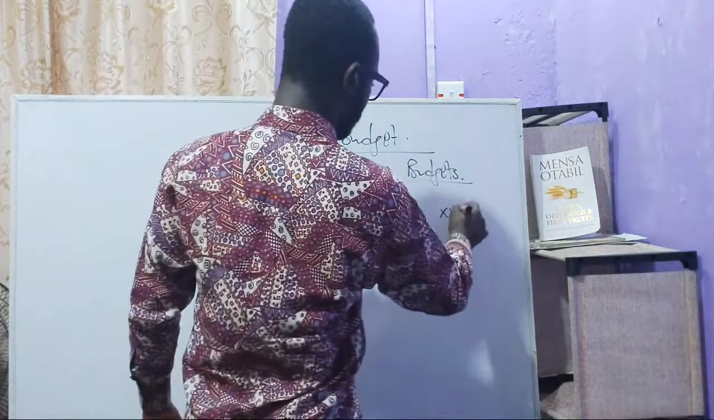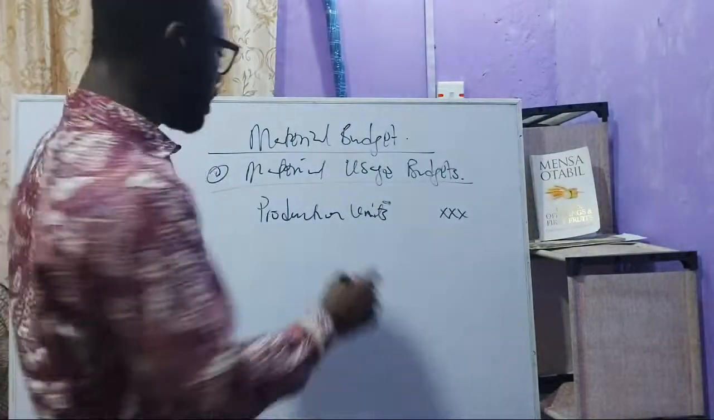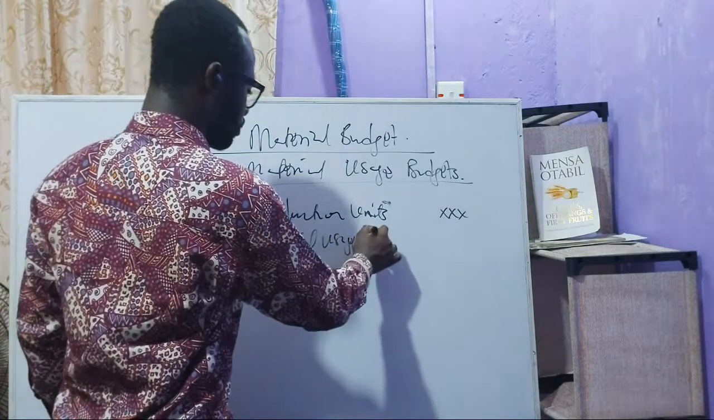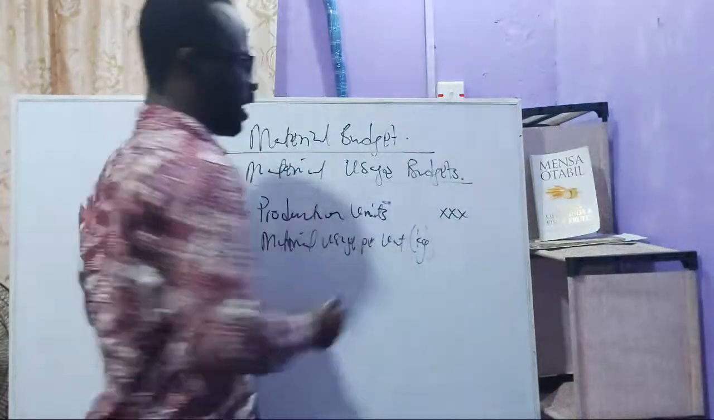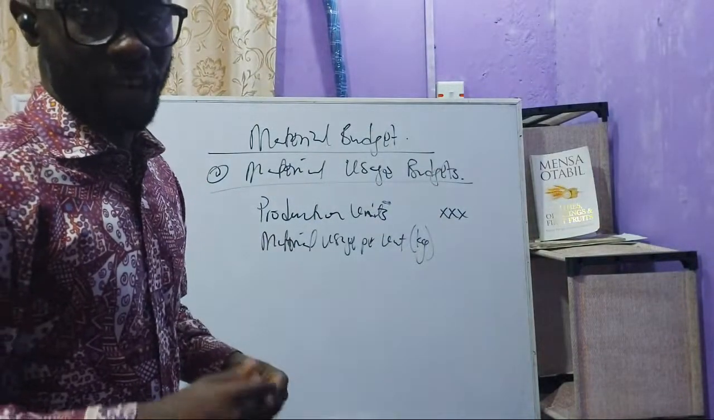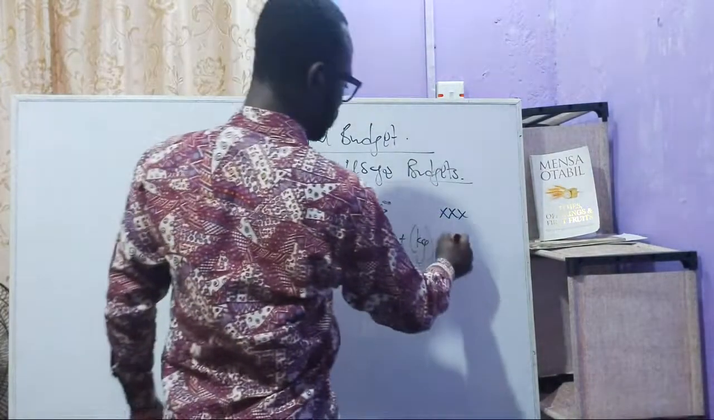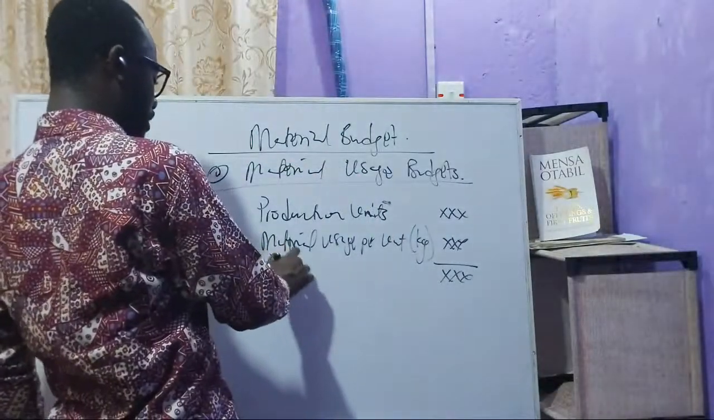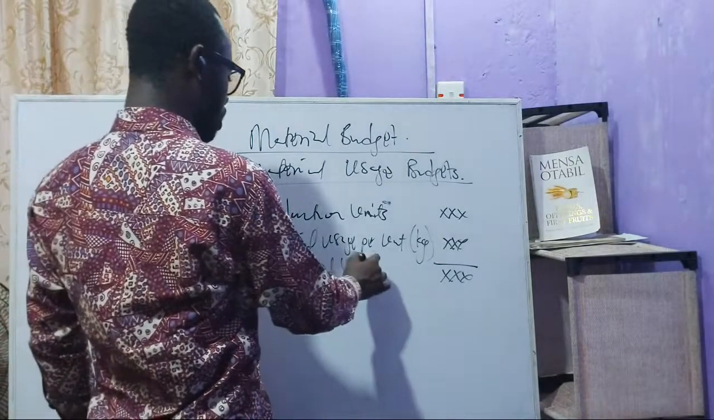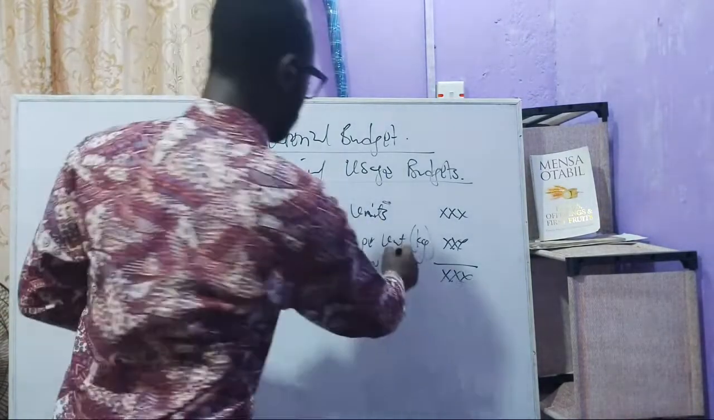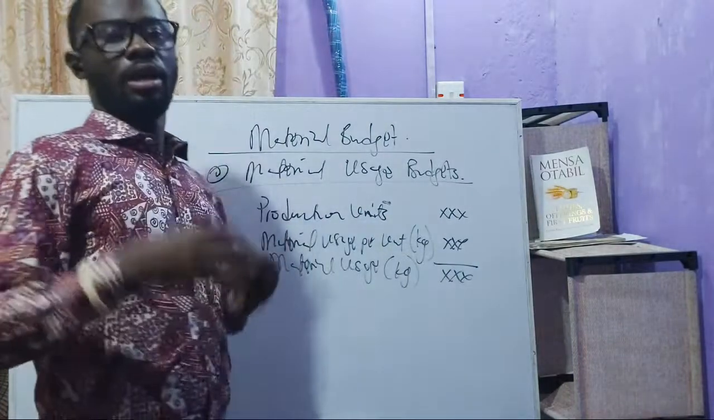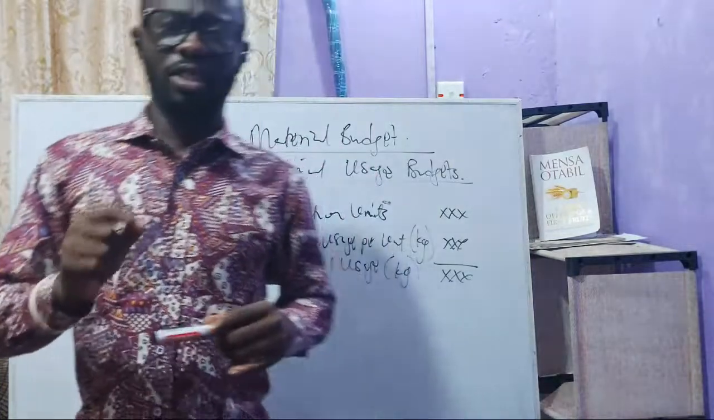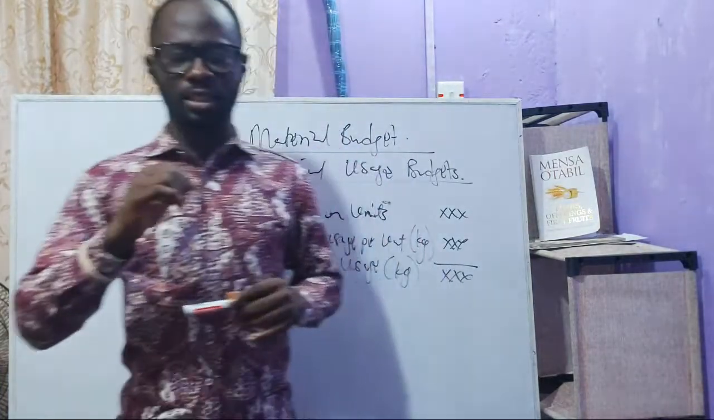Very, very important. Then you bring the material usage per unit. I'm going to say that will be in, say, kilograms. Okay, I'm assuming it will be in kilograms. So once we bring that, we multiply it, and that will be the material usage in kilograms. Definitely in kilograms. But when it comes to materials, now listen to me carefully here. When it comes to materials, one thing that you have to understand is this.